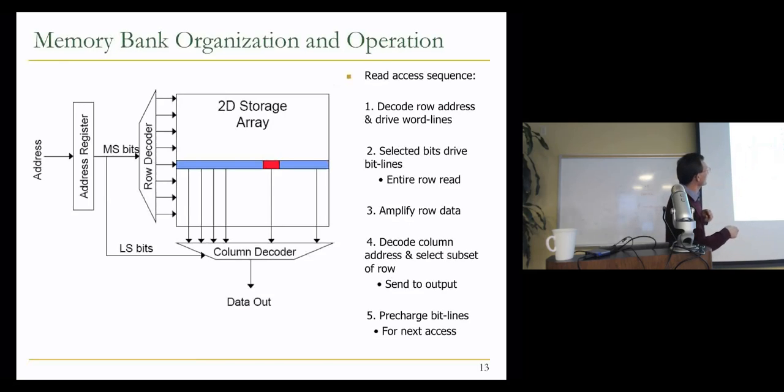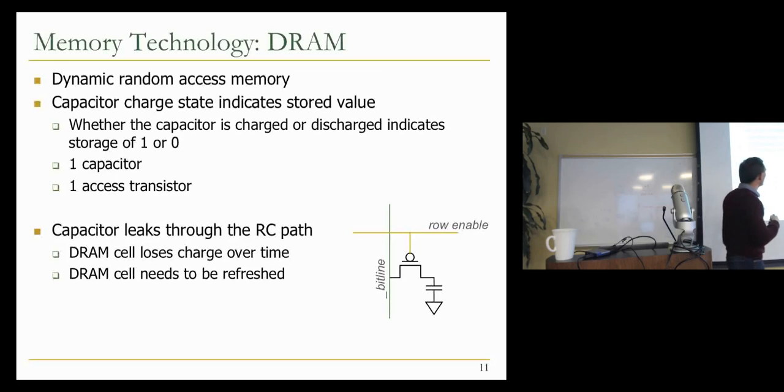And eventually, if you would like to access another row, you need to pre-charge the array, pre-charge the bit lines to a known value so that you can enable the next access. Make sense? For example, in DRAM, once you enable this row, the cell gets connected to the bit line and it changes the bit line value.